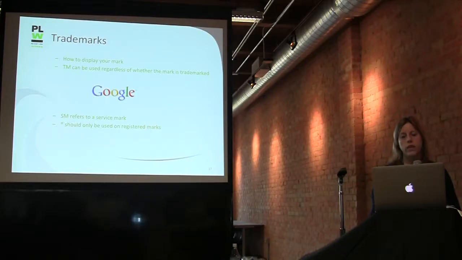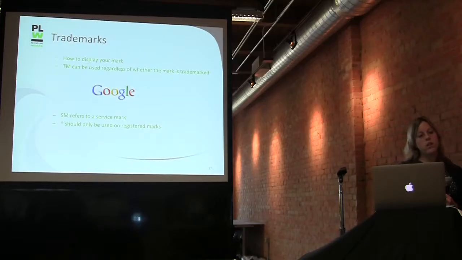But if you had quick with the TM and then the print, then you're saying, no, this is actually the term for my product. So Google uses the TM to say, Google is a trademark. You can use that whether you've registered your mark or not. Once you register your mark, then you can also use SM if you're talking about a service mark, or the R with the circle. And you should only use that if your product is registered.